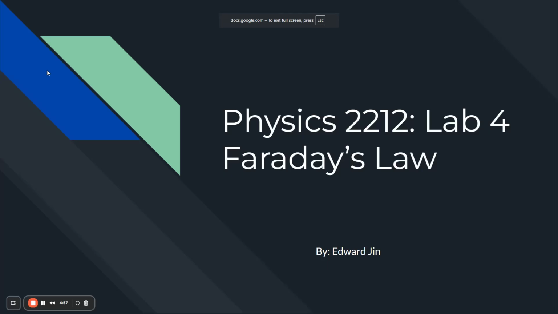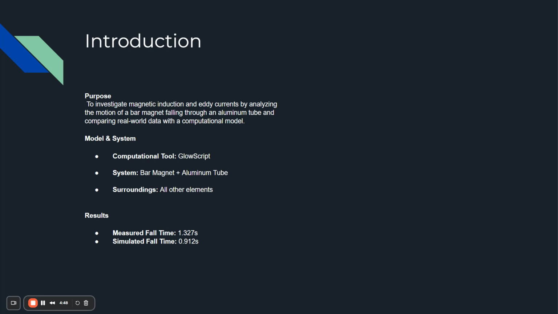Hello, everyone. This is Lab 4 for Physics 2212, Faraday's Law, and this is our fourth and final lab. The purpose focuses on magnetic induction and eddy currents. Specifically, we observed what happens when a bar magnet falls through an aluminum tube and compared that real world behavior to a computational simulation built in GlowScript.